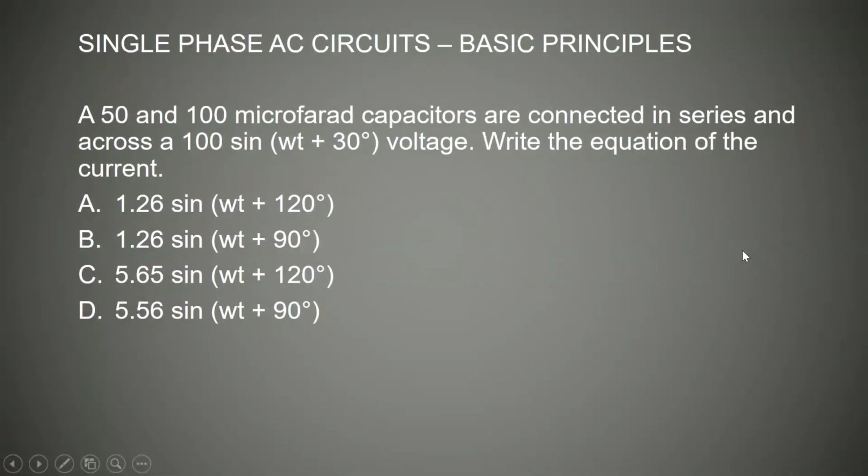A 50 and 100 microfarad capacitors are connected in series and across a 100 sine omega t plus 30 degrees voltage. Write the equation of the current. A, 1.26 sine omega t plus 120 degrees; B, 1.26 sine omega t plus 90 degrees; C, 5.65 sine omega t plus 120 degrees; D, 5.56 sine omega t plus 90 degrees.